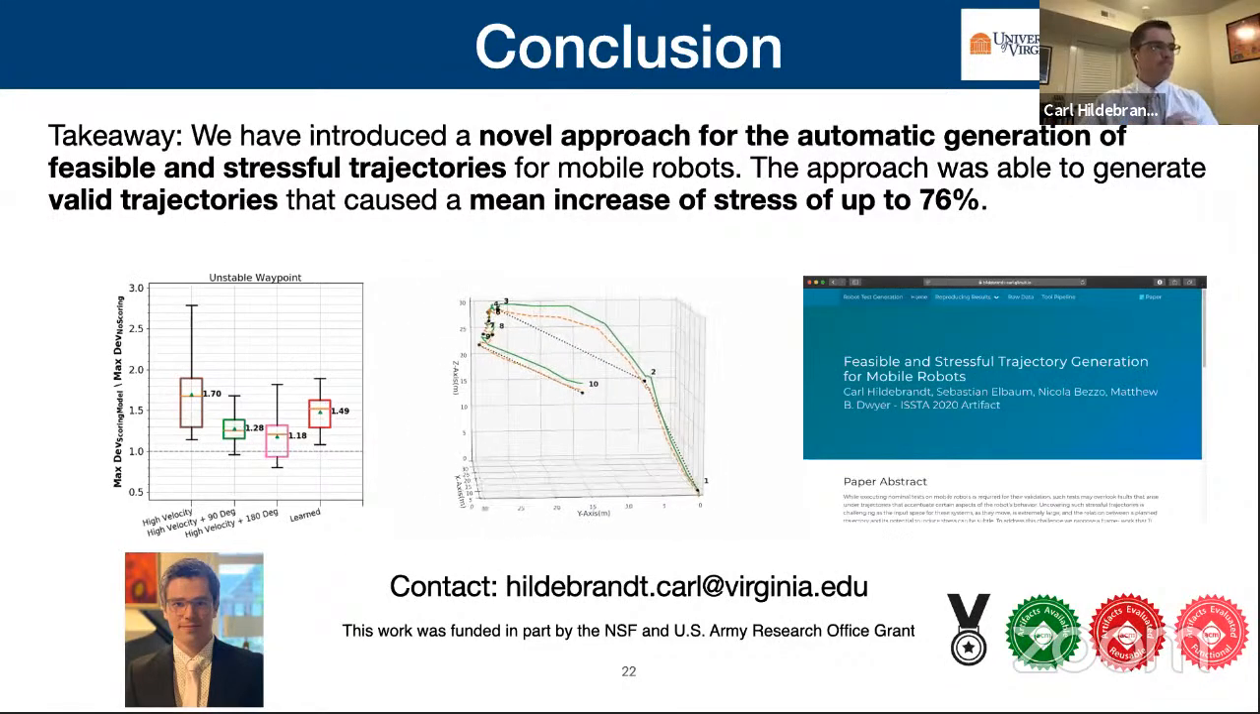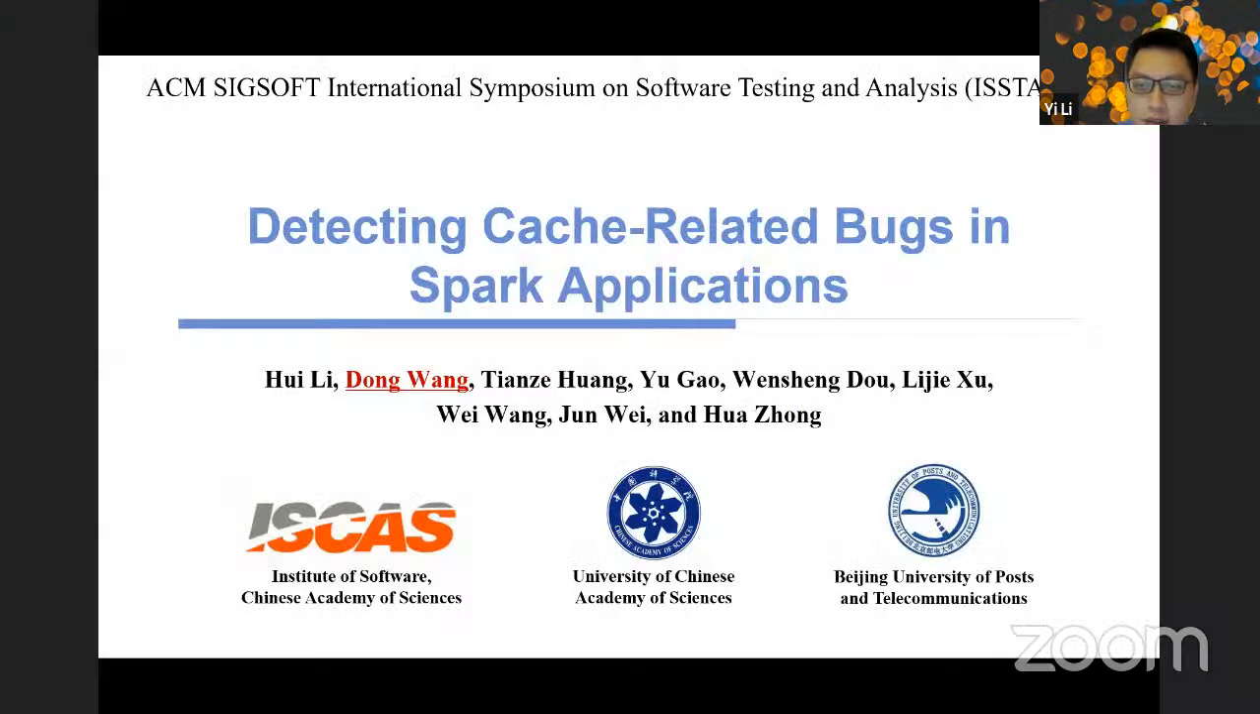Thank you so much. Yeah, so the third talk will be detecting cache-related bugs in Spark applications. And the talk will be given by Dong Wang from the Institute of Software, Chinese Academy of Sciences. I'd also like to mention that the authors have made their artifacts available and it also earns the functional and reusable badges. Dong, please.